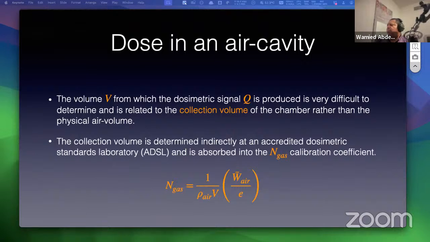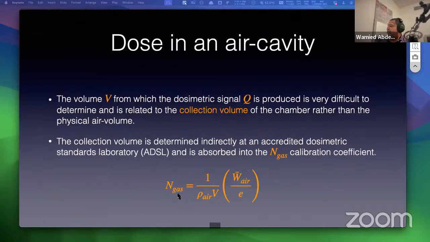But the main reason is that we're more interested in the collection volume, the volume from which the charges are actually collected when we do the measurements. One way to determine this volume is an indirect method: send your chamber to an accredited dosimetric laboratory, an ADCL, and they will give you a calibration factor for the chamber.